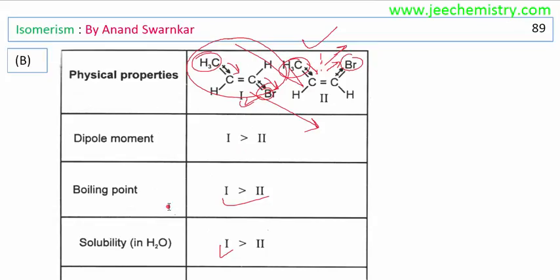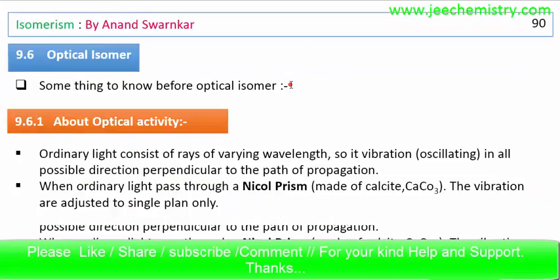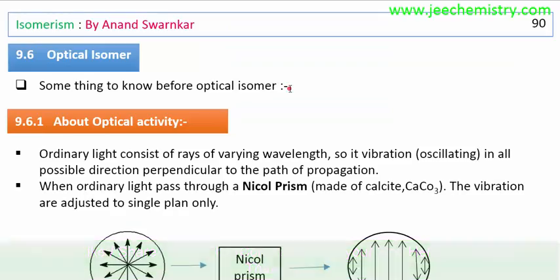Stability, van der Waals strain: we have to see that in these compounds the groups are on opposite sides, but in these compounds they are on the same side, so here will be higher van der Waals strain and here will be less. The less the van der Waals strain, the more the stability; the more the van der Waals strain, the less the stability. So the first compound will be more stable than the second compound. And in this way we have completed geometrical isomerism. Now we will learn about optical isomerism in detail.